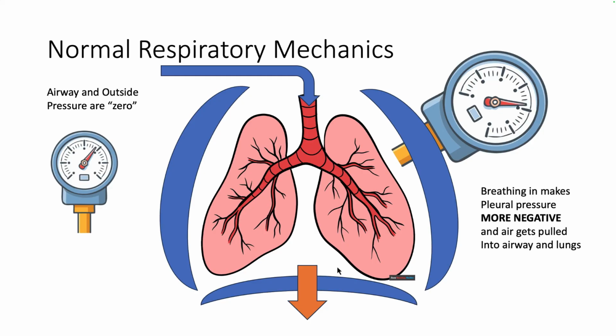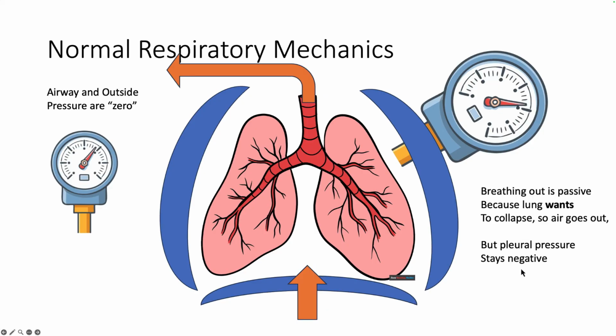Now, when we breathe out, what happens is that's passive. Because like I said, that lung wants to collapse. It's elastic and it's always pulling in. When we relax the chest wall and relax the diaphragm muscle, the chest gets smaller and the air passively gets pushed back out again. But that whole time, this pleural space pressure that we're measuring between the lungs and the chest wall is always just a little bit negative, and that's what keeps the lungs stuck to the chest wall, is that negative pressure.